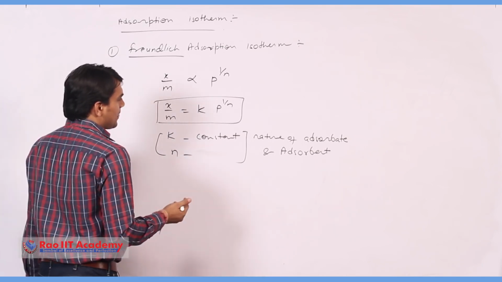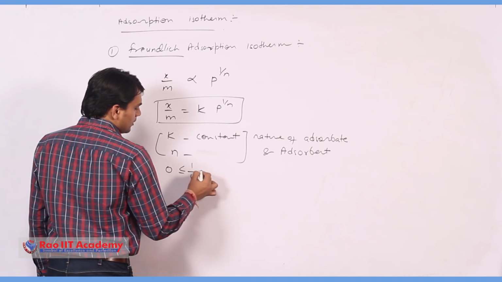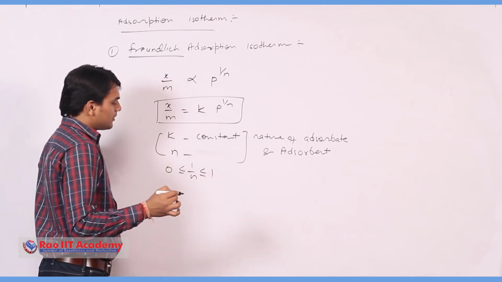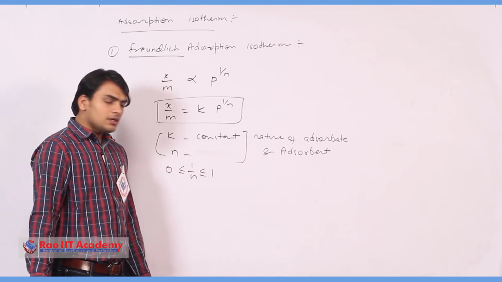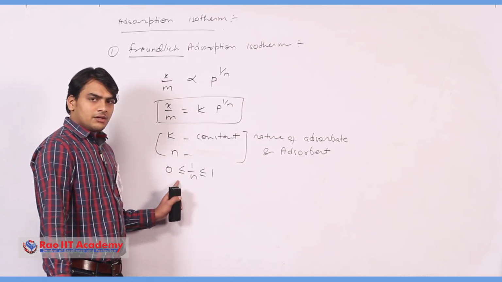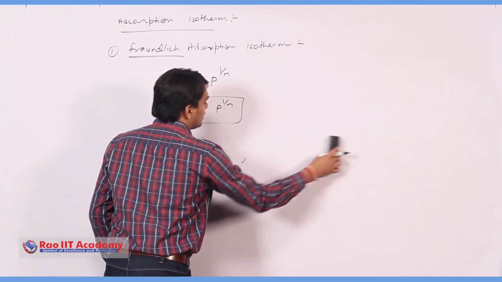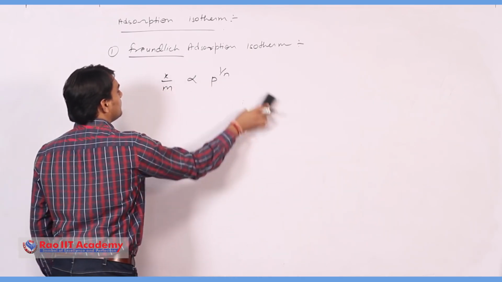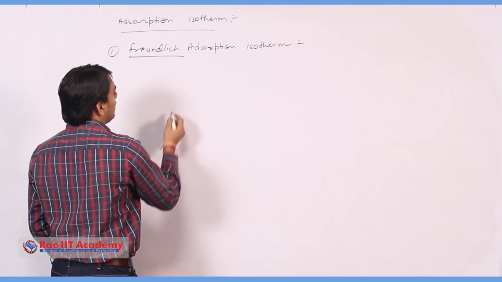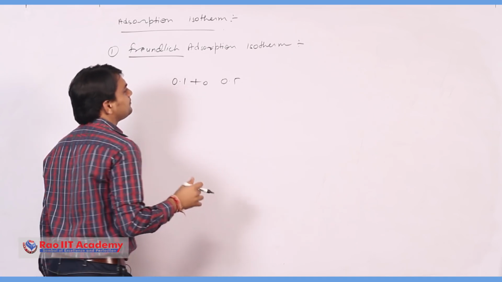Also the value of 1 by n will be less than or equal to 1, while greater than or equal to 0. So, basically the value of 1 by n is between 0 and 1, and the most probable value of 1 by n is 0.1 to 0.5.